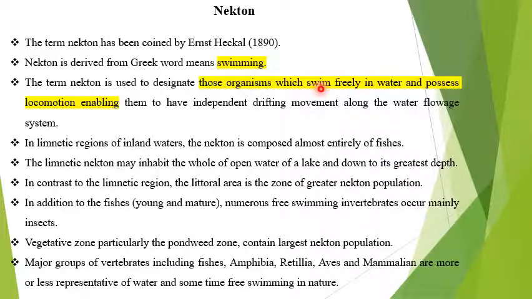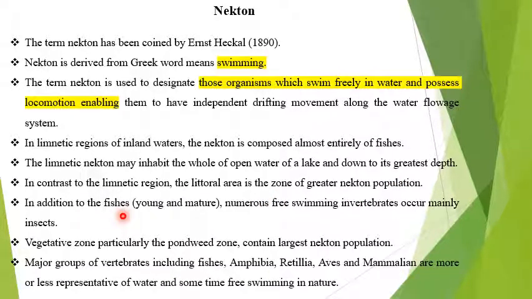Because they have the ability to swim, they can freely move from one place to another, from shallow to greater depth. In the limnetic region, the littoral area of the zone has a greater nekton population. The littoral zone is where rooted vegetation is found, so it has optimum conditions for habitat and good living conditions, so there will be a great nekton population.